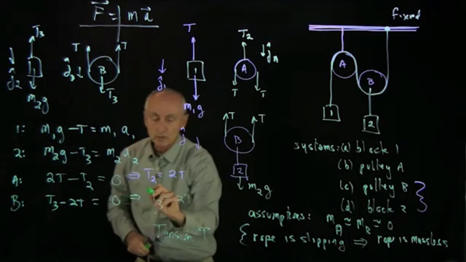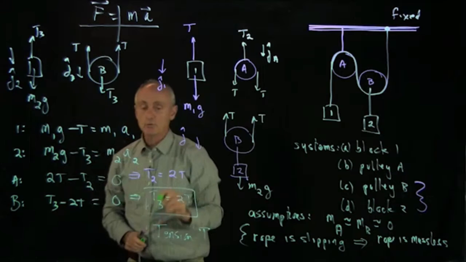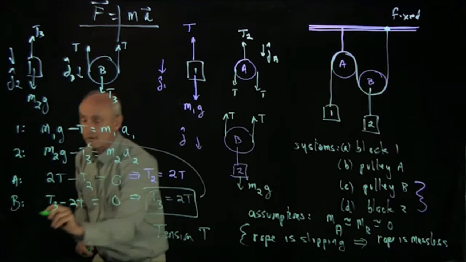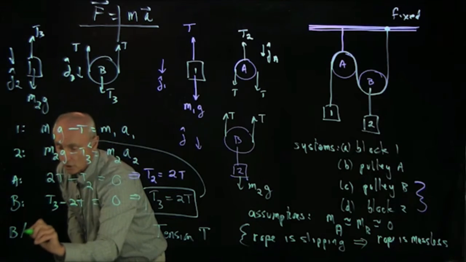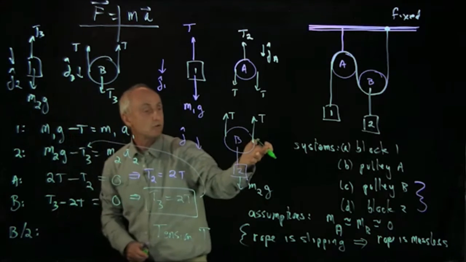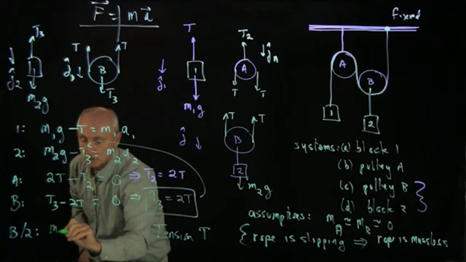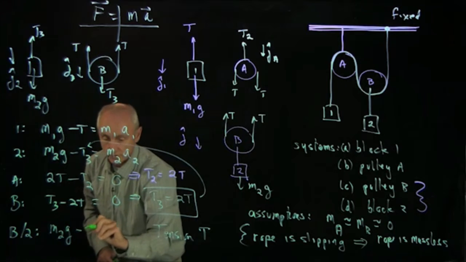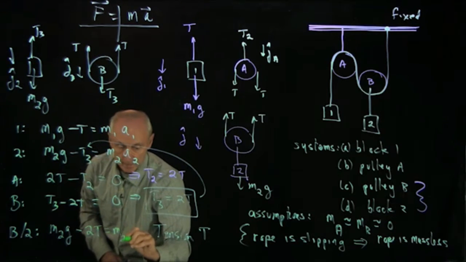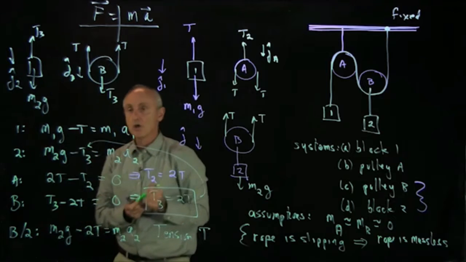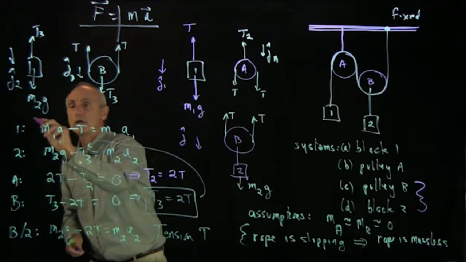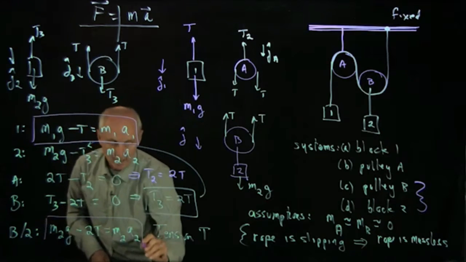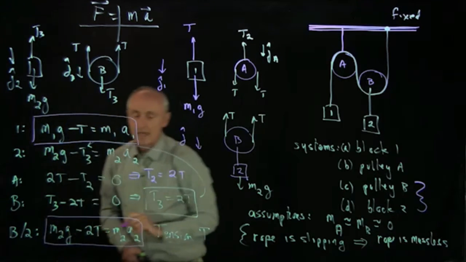And separately, when we saw that T3 equals 2T, and we apply it there, then if we consider the system B plus block 2 and look at our free body diagram, we have m2g minus 2T, and notice we have the same result there, equal to m2a2.